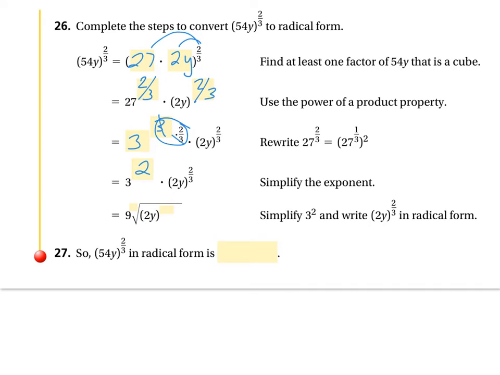Well, 3 squared is 9. So that's 9 to the 1st power. And then we have 2y. We're going to have it cubed. There needs to be a 3 there because that applies to this radicand. 2y squared. So 54y to the 2/3 is 9 to the cube root of 2y squared.